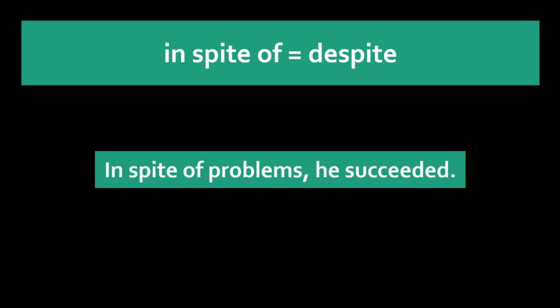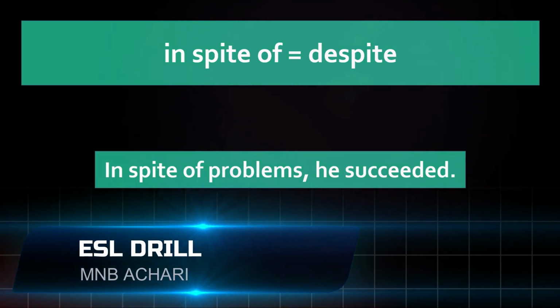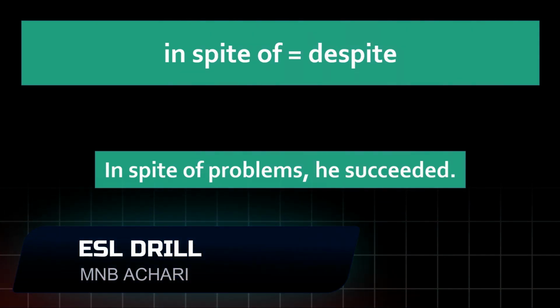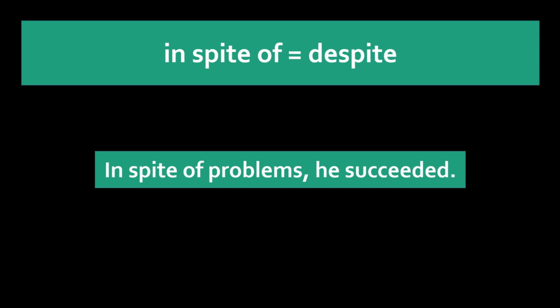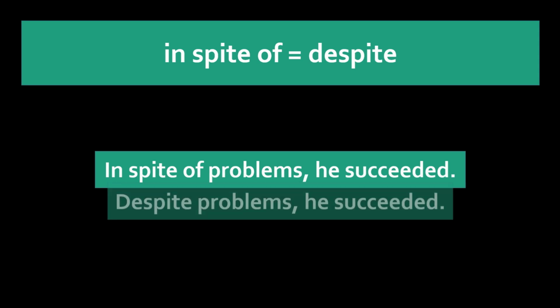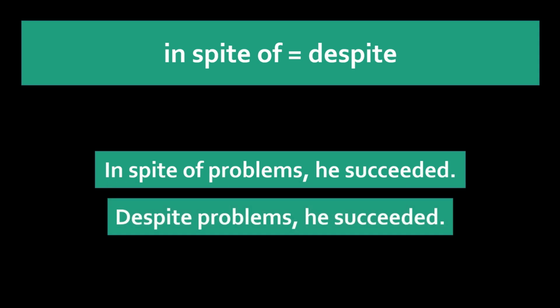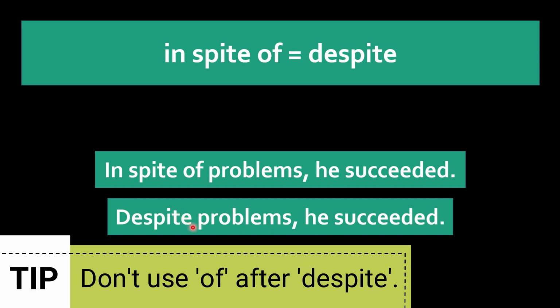In spite of is the same as despite, but note one thing there. After despite, we should not use of. In spite of is equal to despite. Look at this here. In spite of problems, he succeeded. Now, how can we say this using despite? Despite problems, he succeeded. Note that there is no of after despite. So both of them are the same.